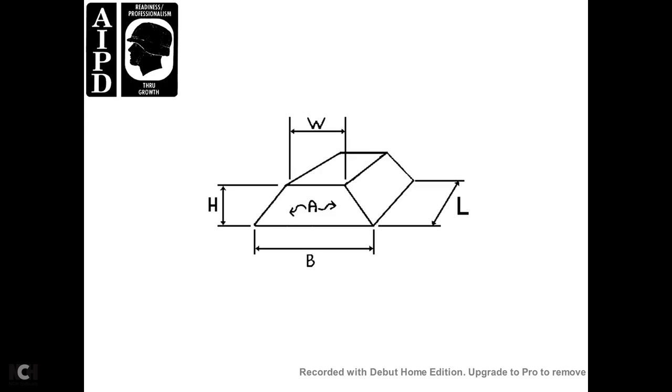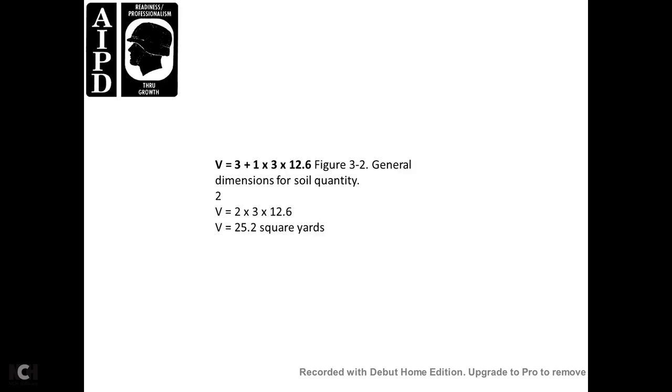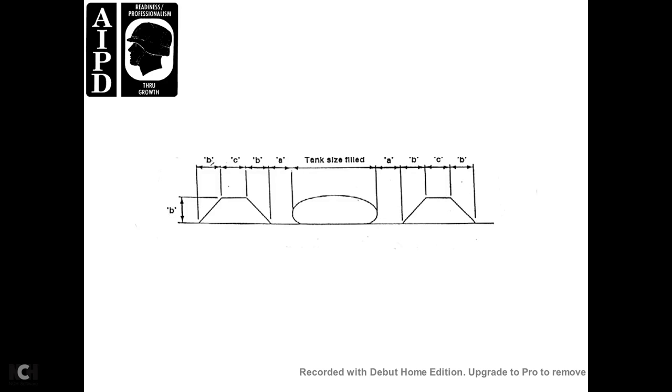All right, you have your height, width, and berm, and width and length in the area. The volume is 3 plus 1 times 3 times 12.6. Generally, the dimension volume for the soil quantity is 25. A soil quantity of 25.2 square yards. This shows the tank size, filled area, the difference between the berms.